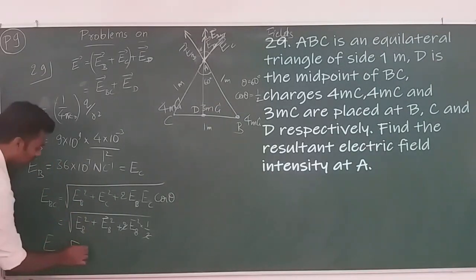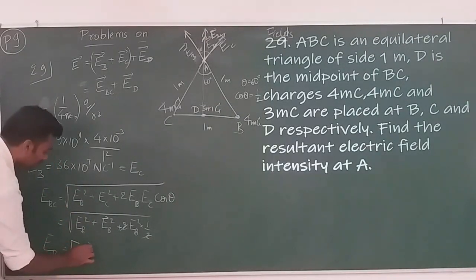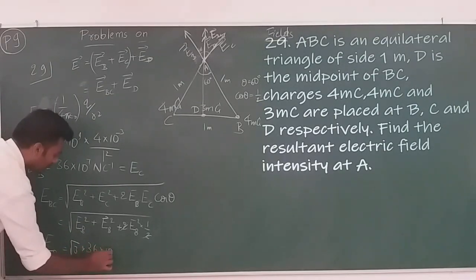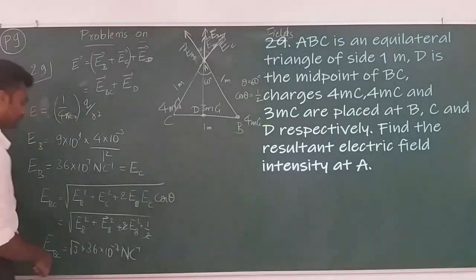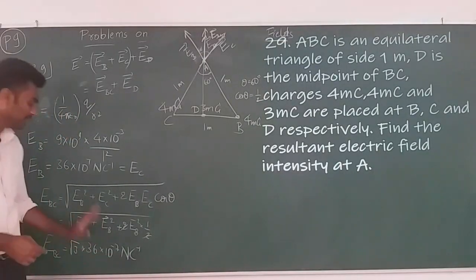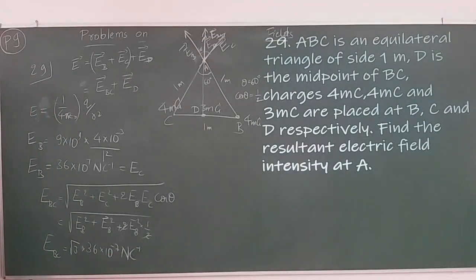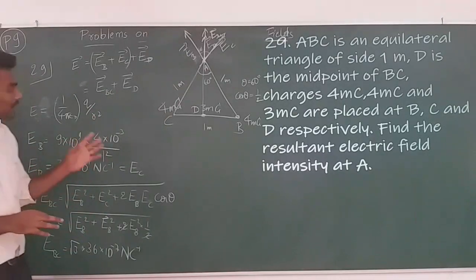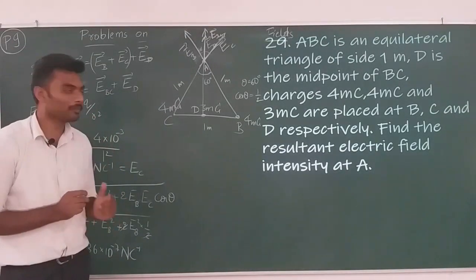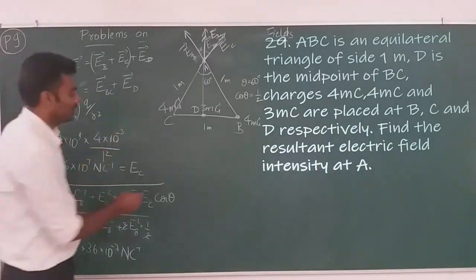EB is this much, so root 3 into 36 into 10 to the power of 7 Newton per coulomb. So EBC is 36 root 3 into 10 to the power of 7 Newton per coulomb. That is what EBC is. Now EBC and ED are in the same direction, so their magnitudes simply add up. But before that, what is ED? Work for that.